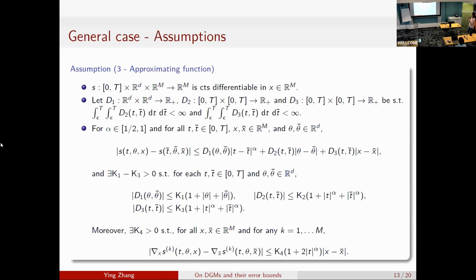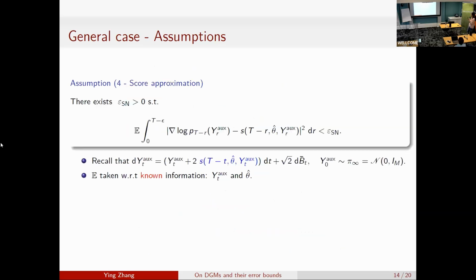Next, because now we do not specify the expression of the approximating function, we need to impose some conditions. Basically, this assumption says that the approximating function is continuously differentiable in x. And we assume that S satisfies some Lipschitz condition in theta and in x, whereas it satisfies some Holder condition in t. This alpha varies between 1/2 and 1. Then we further assume that the gradient of S in x satisfies some Lipschitz condition in x. For the rest of the assumptions, we just impose growth conditions for the coefficients D1, D2, and D3, and we also assume the integrability condition for these functions.